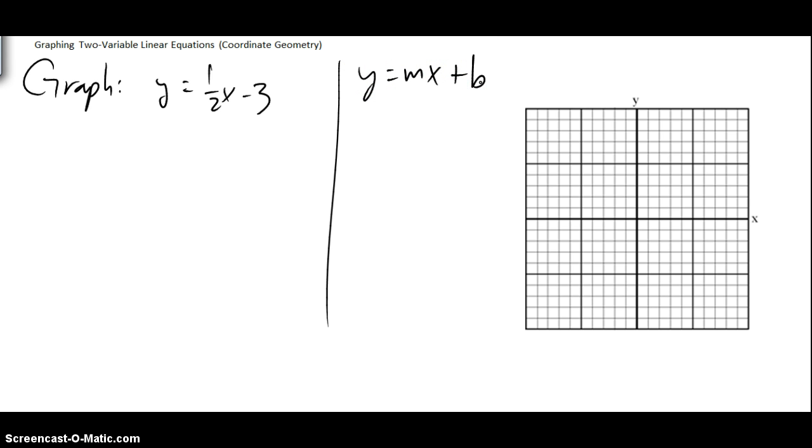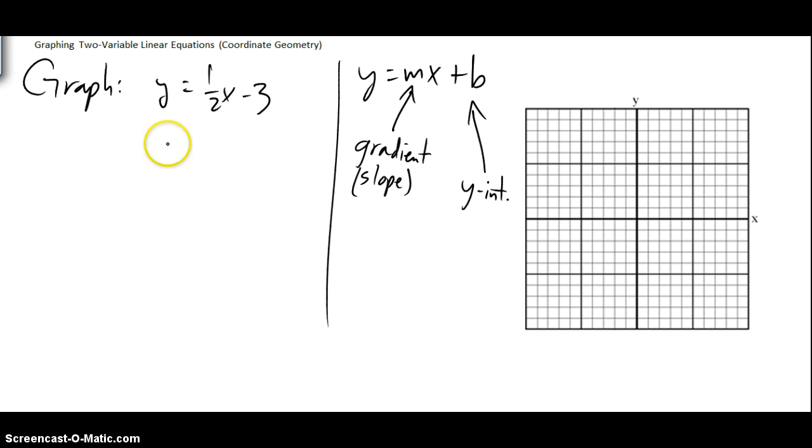Now you may see something that looks like this: graph y equals 1/2 x, say, minus 3. If we have y equals 1/2 x minus 3, this is an example of this general linear equation format called slope-intercept form or gradient-intercept form. Here is what's called the gradient or slope, depending on what part of the world you're in, and back here is what's called the y-intercept. You may see it as y equals mx plus c. Doesn't matter, it's the same thing.